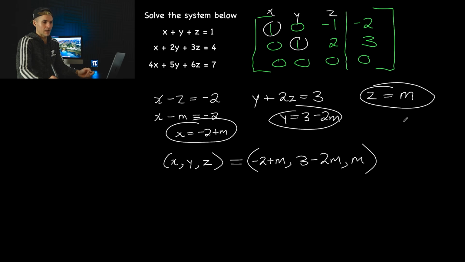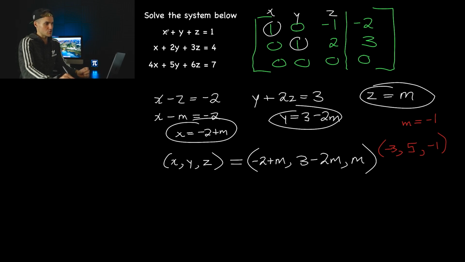So let's pick, I don't know, let's pick negative 1, okay? So if m is negative 1, then the z is negative 1. What's the y value going to be? 3 minus 2 times negative 1, which would be 5. Then the x value would be negative 2 plus negative 1, which would be negative 3. Then notice that if you plug in negative 3 for x, 5 for y, and then negative 1 for z in all of these equations, they'll all get satisfied.